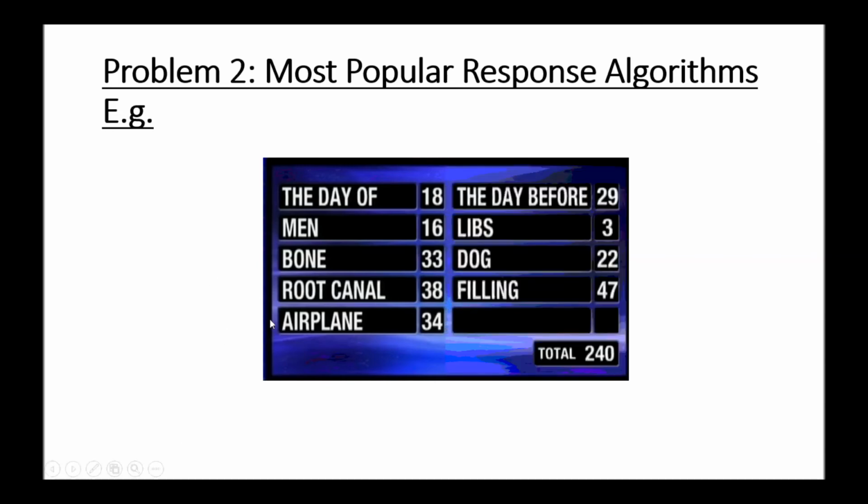Now, if I look at both people's responses, these people were both responding to the same survey. There was an 18 and a 29. Here, these people were both responding to the same survey. Men got 16, libs got 3. Now, as I look at these numbers, 18 and 29, I don't know if either one of those has to be the number one response.